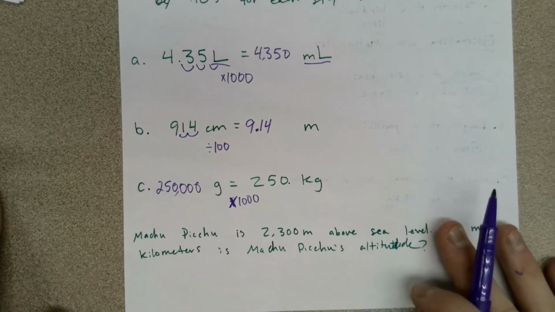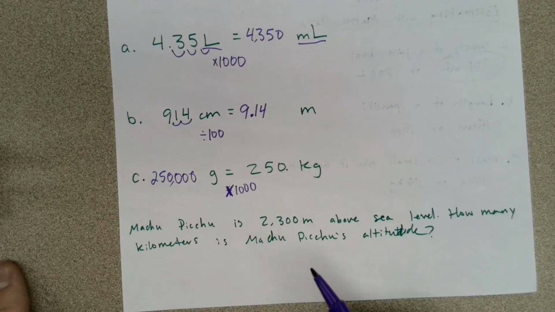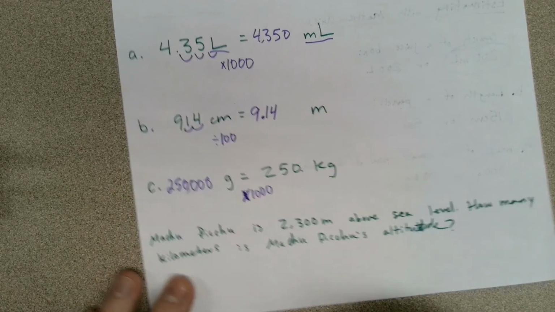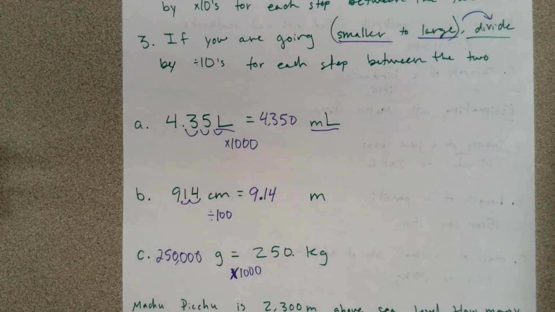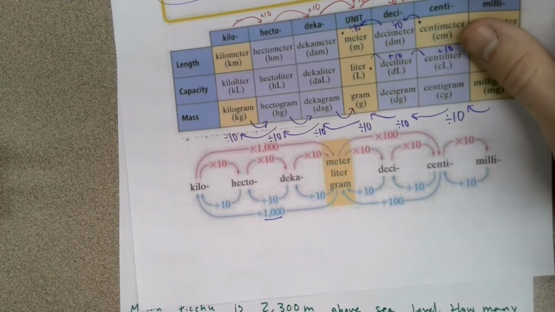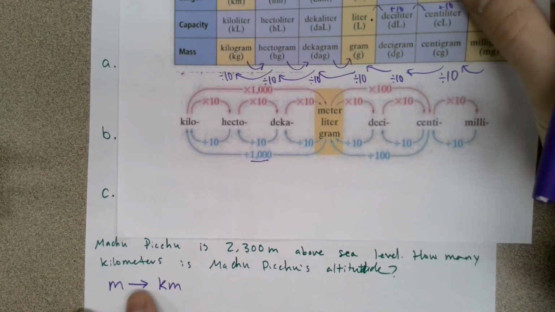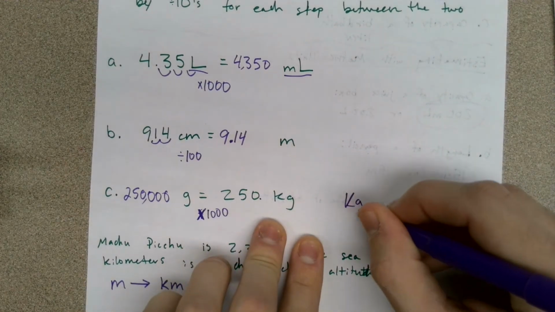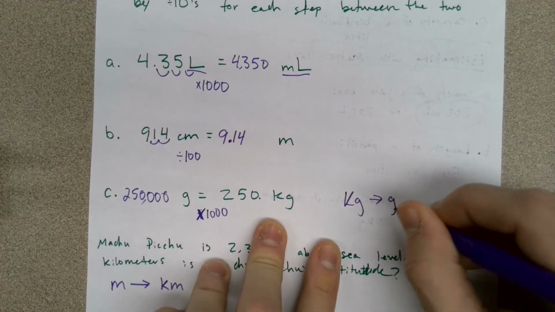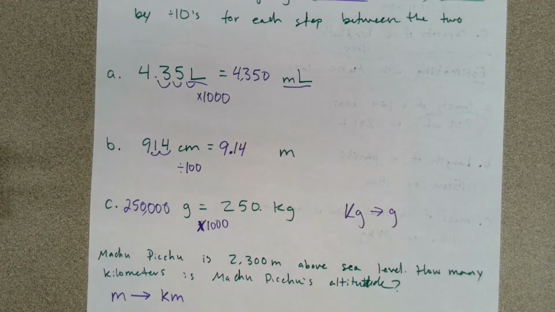All right, last one. Machu Picchu is 2,300 meters above sea level. How many kilometers is Machu Picchu's altitude? So we're going from meters to kilometers. I'm going to look that up. I like that I did this time. I probably should have done it on the last one. I probably should have written kilograms to grams. It helps me think about what I'm converting from.